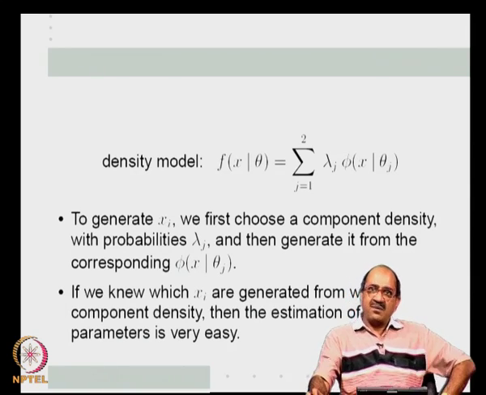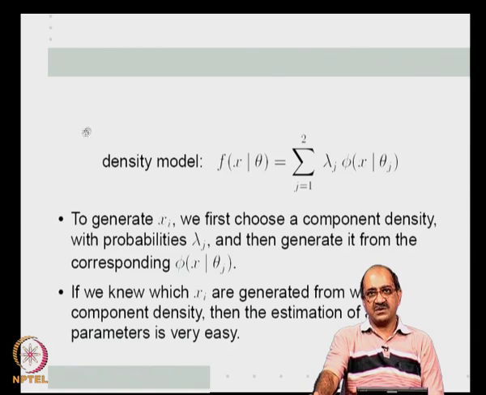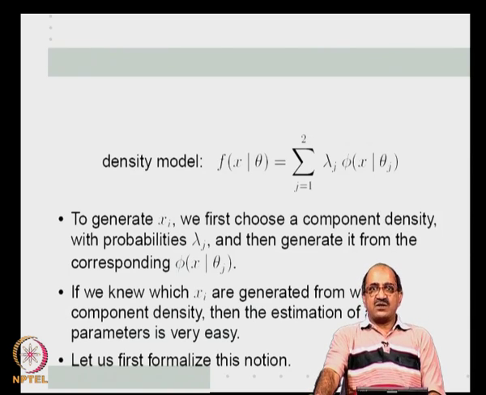So, we have a situation here where I have a mixture density, and to actually estimate it, I have to go through an iterative procedure. Whereas, if somebody tells me which xi have come from which component density, the estimation is trivial. Okay. So, let us try to formalize this.